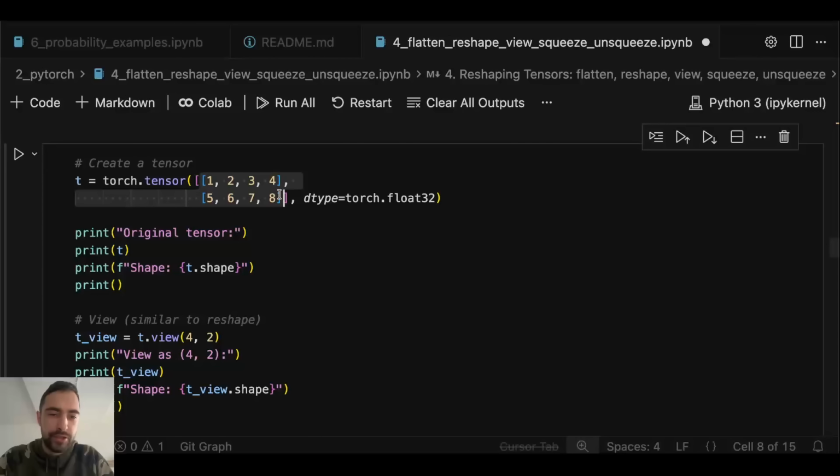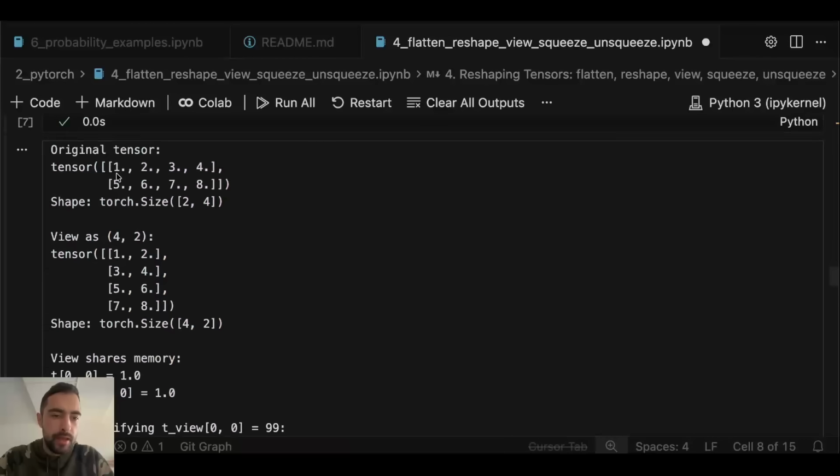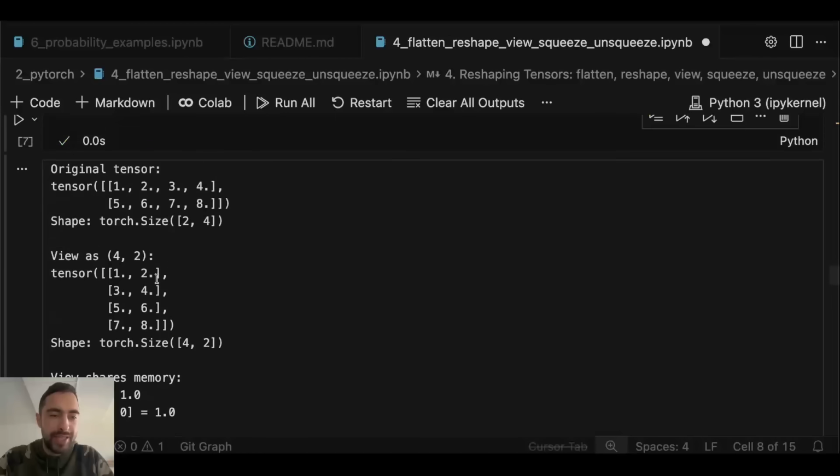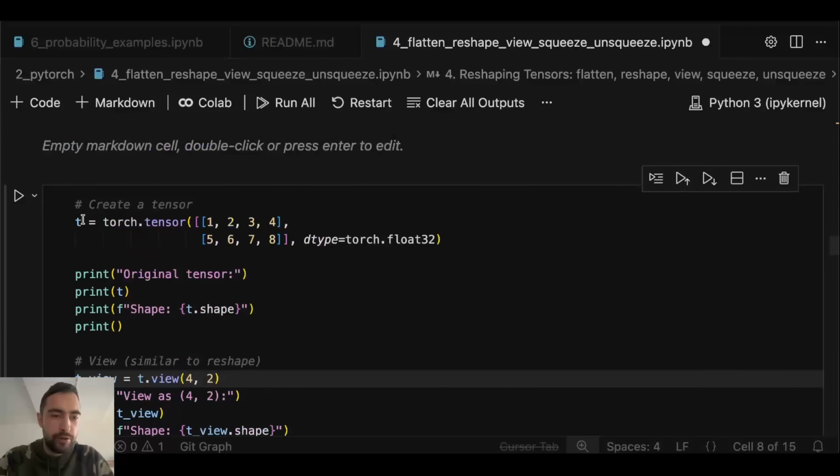So if we have a tensor like this, we say we want to reshape that to have 4 rows and 2 columns instead. So this will group 1, 2, and then 3, 4, and then 5, 6, and 7, 8. Like this. So this is interesting. So we created a new tensor that's gonna be t-view. So we have original tensor t, and t-view is the new tensor.